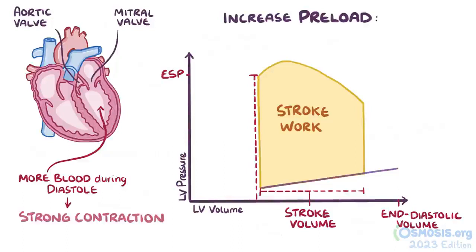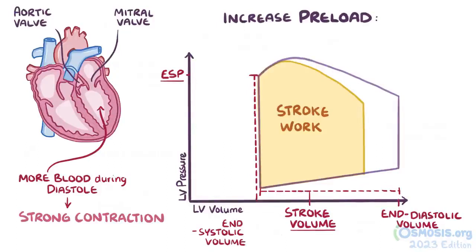And the isovolumetric contraction phase doesn't look any different, but once the blood gets ejected, it becomes pretty clear that there's going to be a larger than normal stroke volume. And then the end systolic pressure and volume end up being about the same as what they were before. So overall, an increased preload leads to a larger pressure volume loop, and that means increased stroke work.